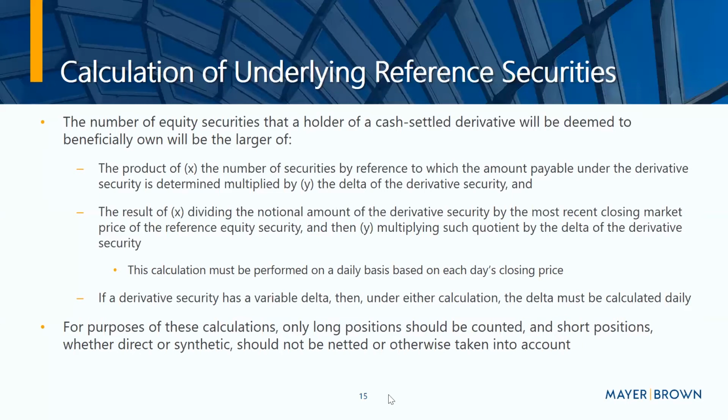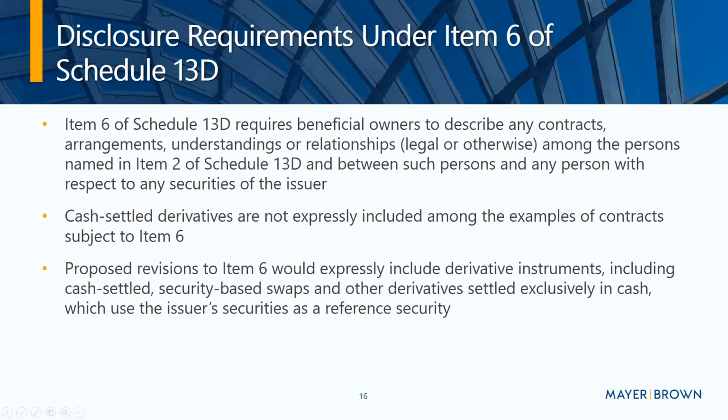Slide 16, there was also an amendment to Item 6 of Schedule 13D to make clear that cash-settled derivatives are within the scope of that disclosure of related contracts or arrangements on the equity securities. Generally, I think most participants have taken the view that these types of cash-settled derivatives are within the scope of Item 6, but the SEC in the release says that that's not entirely clear because the instruments don't put you in privity with the issuer, and because the express examples in Item 6 don't refer to them. So this would remove that ambiguity to the extent people are relying on it as a basis for not including cash-settled derivatives in Item 6.